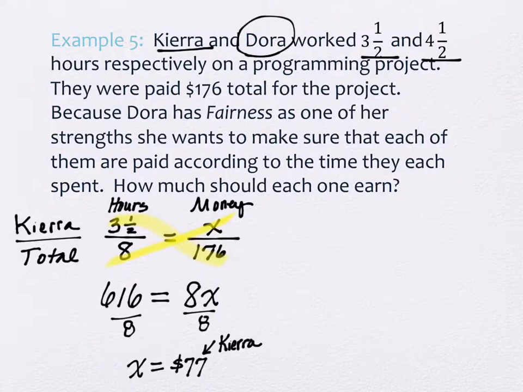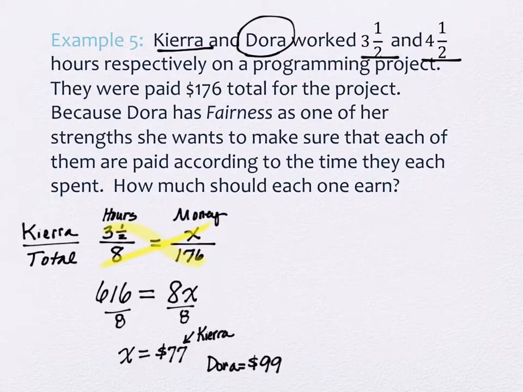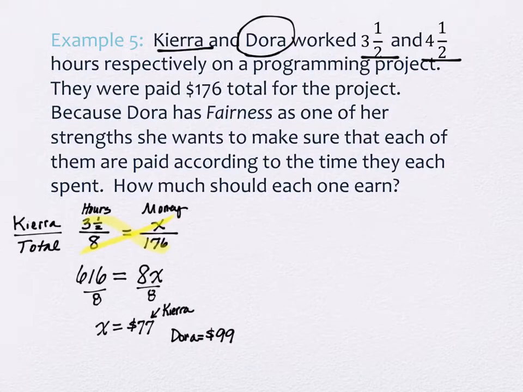How would we figure out how much Dora should make? Yeah, you guys are all saying it. Good. We're going to subtract 176 minus the 77. So how much will Dora make? 99. Okay, so this is one way to do this where we compare how much one of the people made to the total that's being done.